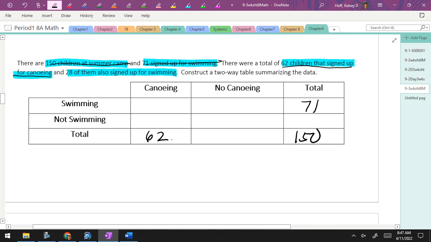28 of them also signed up for swimming. Allison. Very good. When they say 28 of them also signed up for swimming, those are those canoers. So they signed up yes for canoeing, yes for swimming, which would put 28 here. It is so important that you stop in chunks of where to put those numbers. All right, add and subtract on your own to fill in the last 5.